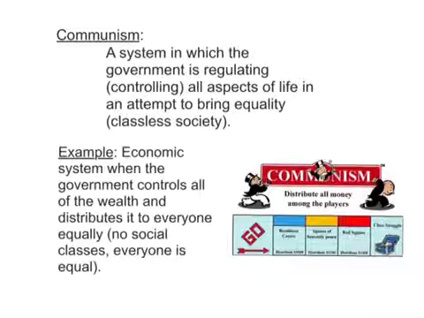Our next key term is communism. This is a system in which the government is regulating or controlling all aspects of life in an attempt to bring equality to everyone. So their hope is to create a classless society where there's no social hierarchy. An example of this is an economic system when the government controls all of the wealth and distributes it to everyone equally. So there are no social classes. Everyone is equal and has the same amount of wealth. Make sure you're using this example, key terms, or drawing a picture of this in the far right-hand side of your vocabulary chart.